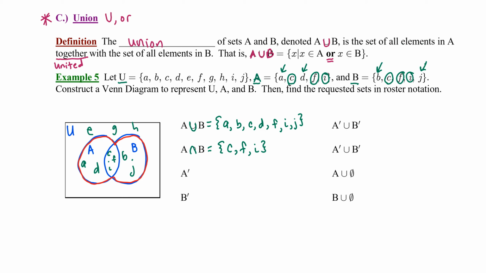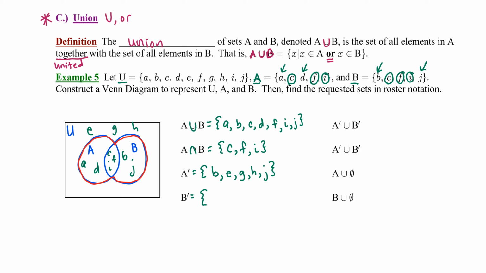So the union is everything in both sets, whereas the intersection is simply the elements that they have in common. Let's work on A complement. Remember, to find A complement, I'm going to list everything on the Venn diagram that is outside of circle A. And I'm going to try to do it in alphabetical order. So looking outside circle A, we have B, E, G, H, and J.